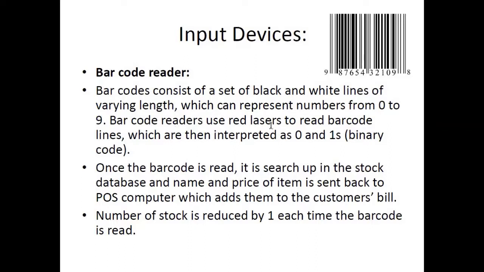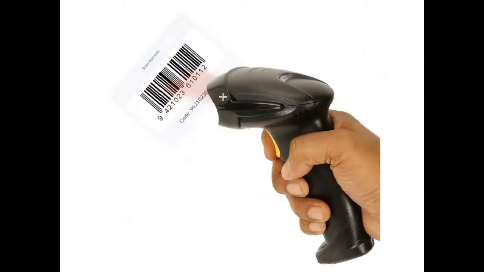Barcode readers use red lasers to read barcode lines, which are then interpreted as binary codes of 0s and 1s. Once the barcode is read, it is searched up in the stock database, and the name, price and other details of the item are sent back to the POS computer, which adds them to the customer bill. The number of stock is reduced by 1 each time the barcode is read. This is what a handheld barcode scanner looks like.